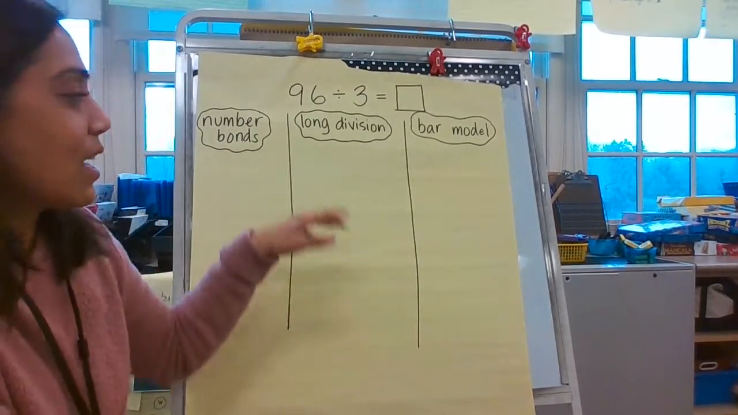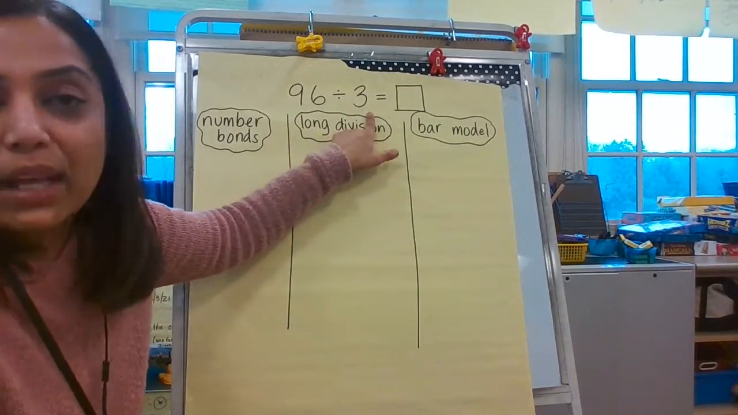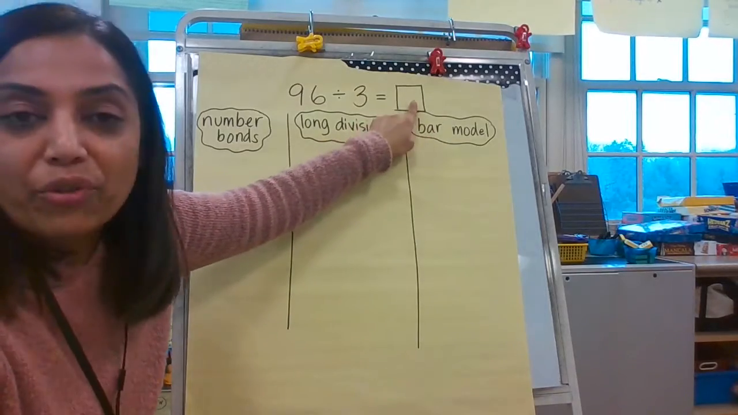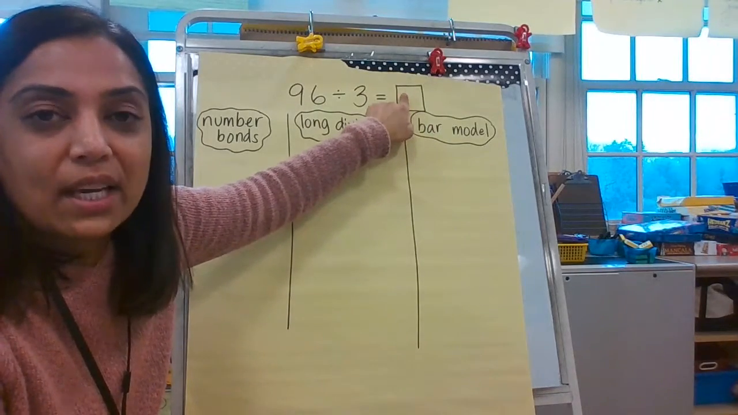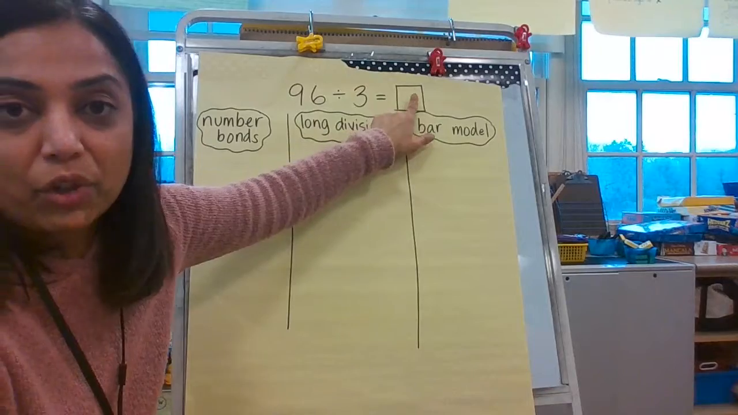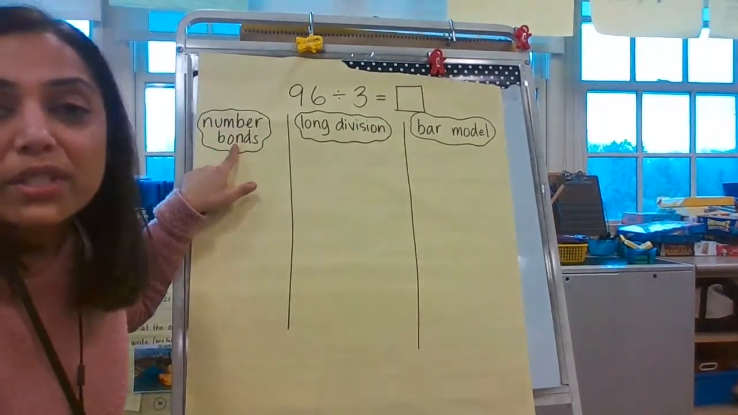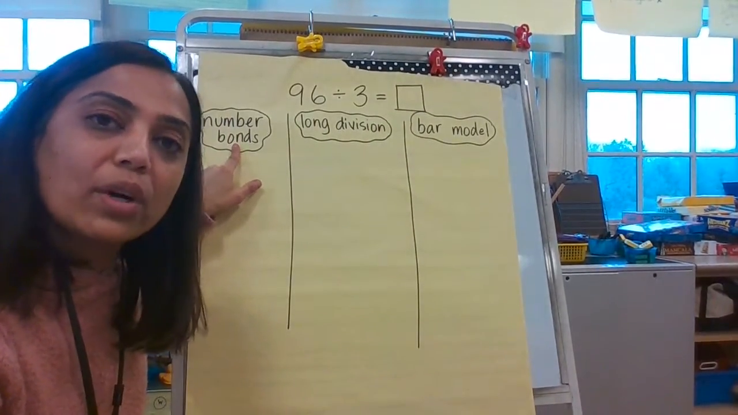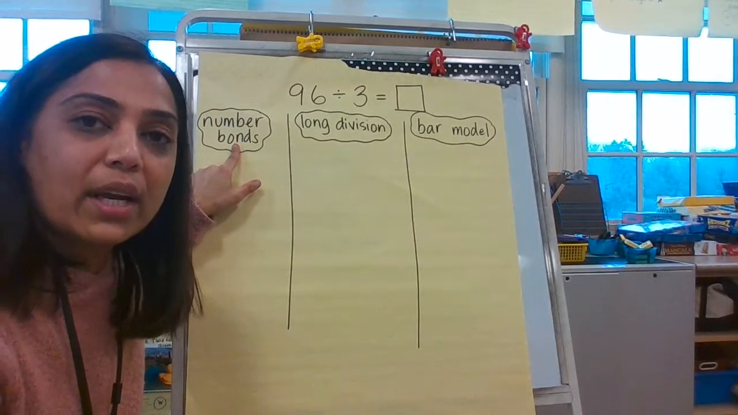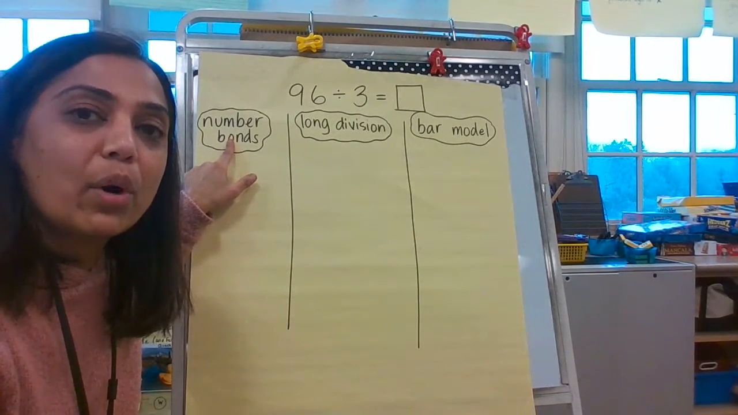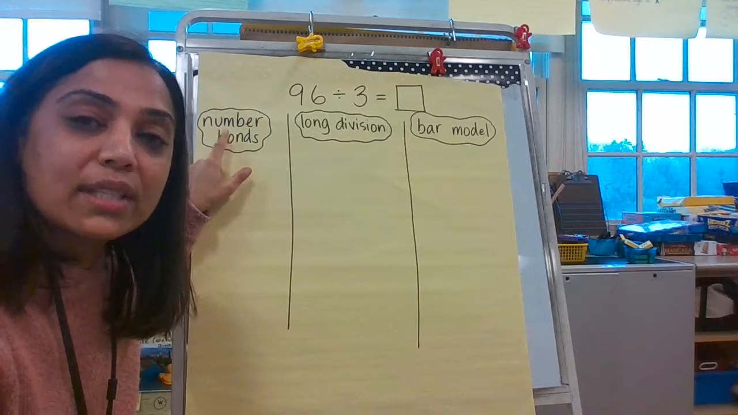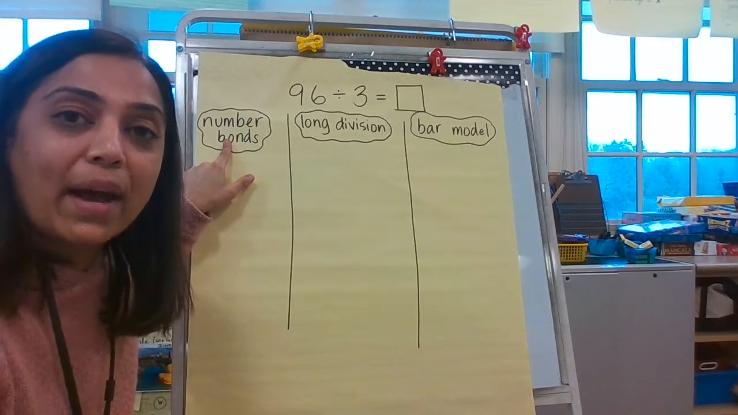Okay, so let's take a look at this. So the problem is 96 divided by 3 equals, and we're trying to find that unknown. What is the unknown? That is called the quotient, if you remember. If we use number bonds, we've been using the word decomposing, and that is to break down. So we're going to decompose a number to make it easier. So let's see how we do this with 96 divided by 3.